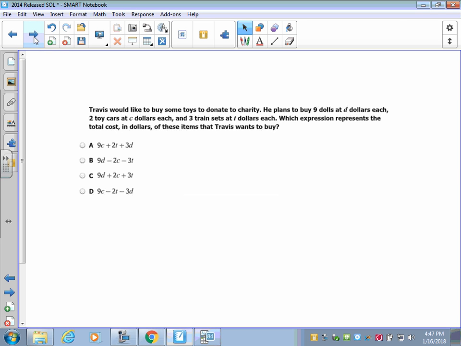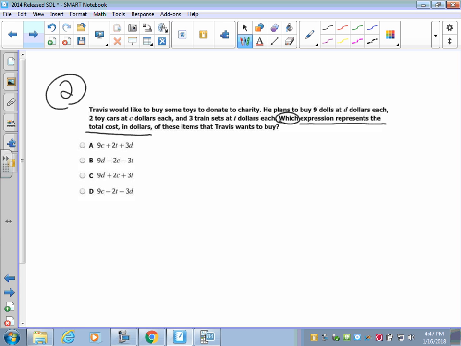Let's take a look at number 2. It says Travis would like to buy some toys and donate to charity. He plans to buy 9 dolls at D each, 2 toy cars at C each, and 3 train sets at T each. So here's our word again, by the way, which is the word that will pop up most on the SOLs. Which expression represents the total cost in dollars of these items that Travis wants to buy?